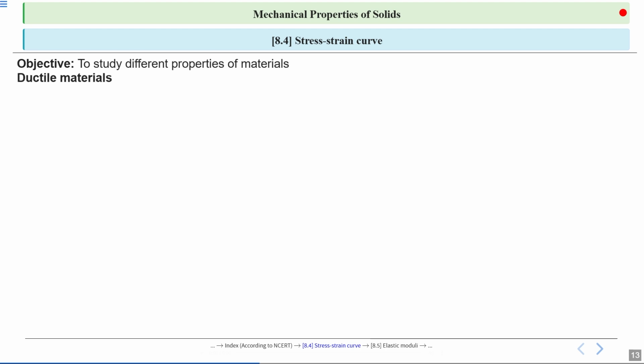So first, let's talk about the ductile materials. Ductile materials are a special category of solids that can undergo significant deformation before breaking. Ductile materials are defined by having a large plastic region. The plastic region is the part of the stress strain curve where a material deforms permanently and does not return to its original shape when the force is removed. This means ductile materials can be shaped or stretched a lot before they finally break.